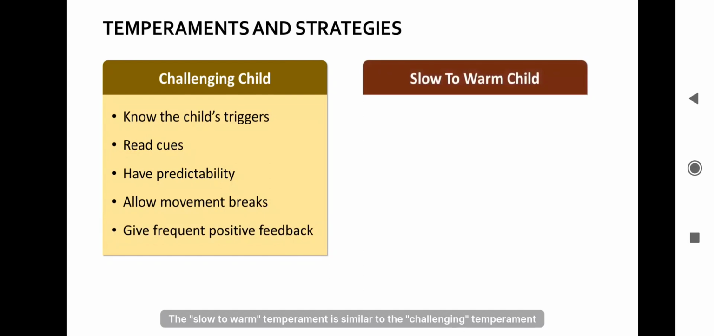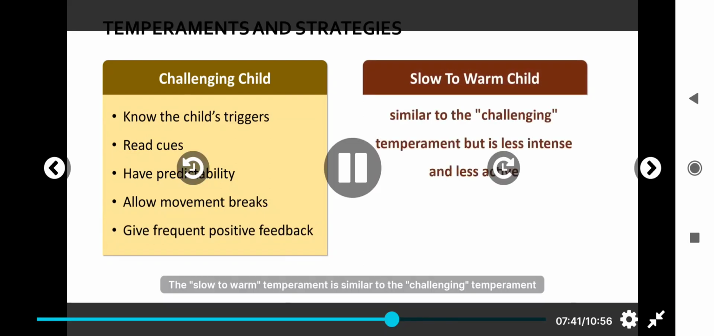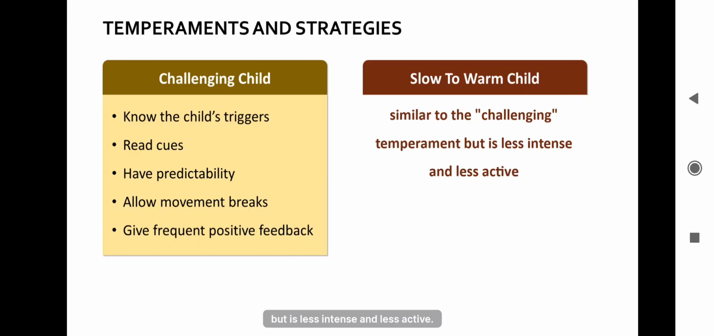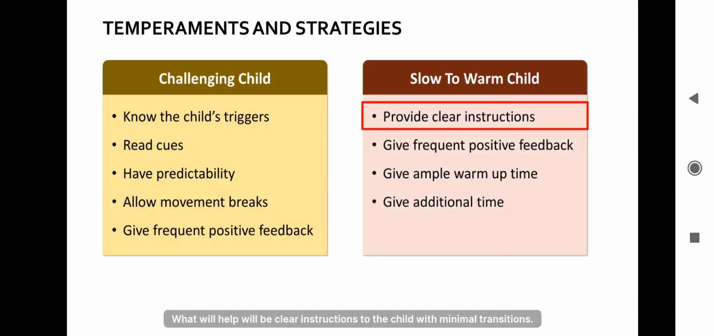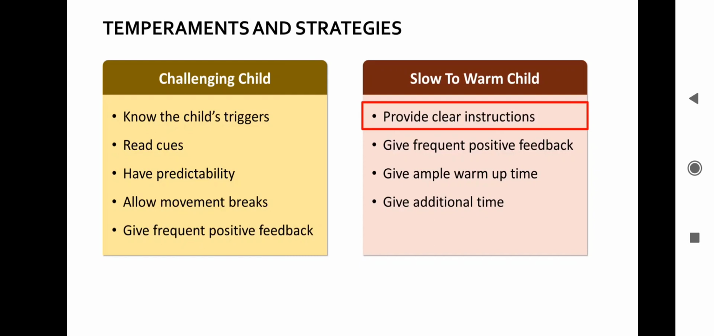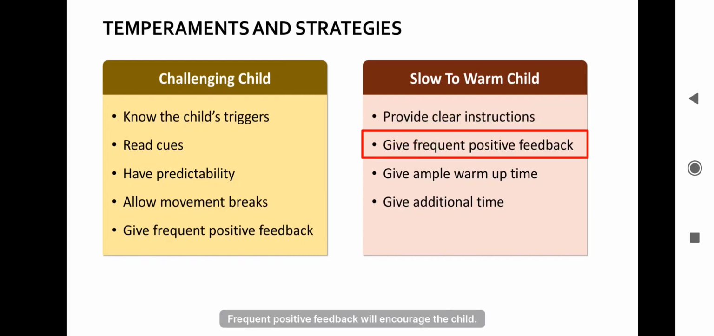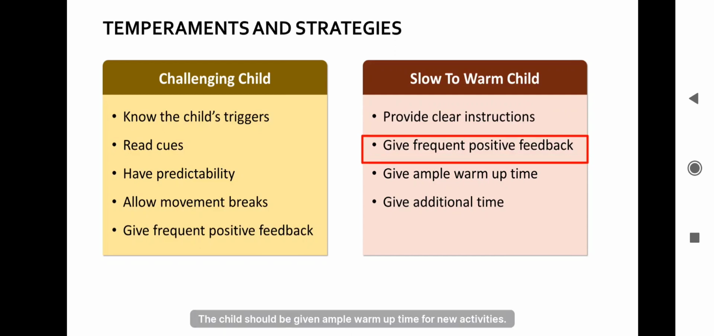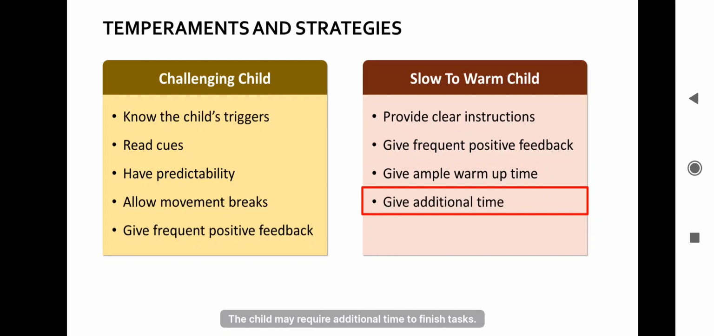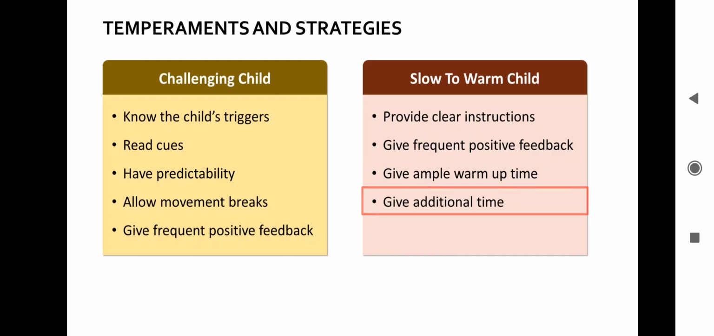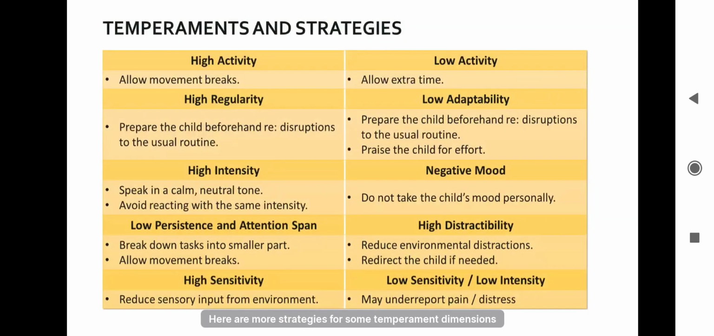The slow to warm temperament is similar to the challenging temperament, but is less intense and less active. What will help will be clear instructions to the child with minimal transitions. Frequent positive feedback will encourage the child. The child should be given ample warm-up time for new activities. Exercise extra patience when engaging with the child. The child may require additional time to finish tasks. Here are more strategies for some temperament dimensions that may be more challenging.